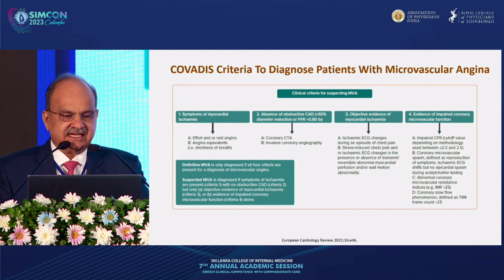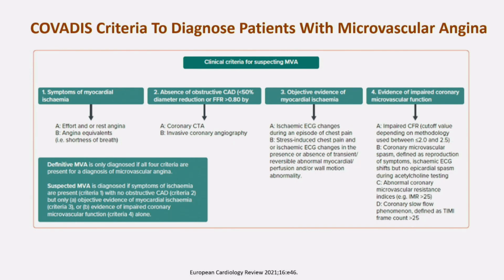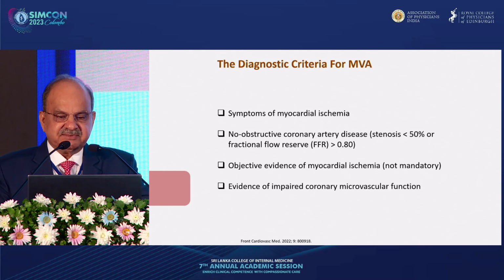And these are the clinical criteria: symptoms of myocardial ischemia, which may be on effort or at rest, angina equivalent or shortness of breath. Absence of obstructive CAD, less than 50% diameter reduction, or FFR more than 0.8, by coronary CTA and invasive coronary angiography. Then objective evidence of myocardial ischemia and evidence of impaired coronary microvascular function. These are the diagnostic criteria: no obstructive coronary artery disease, objective evidence of myocardial ischemia, not mandatory, and evidence of impaired coronary microvascular function.